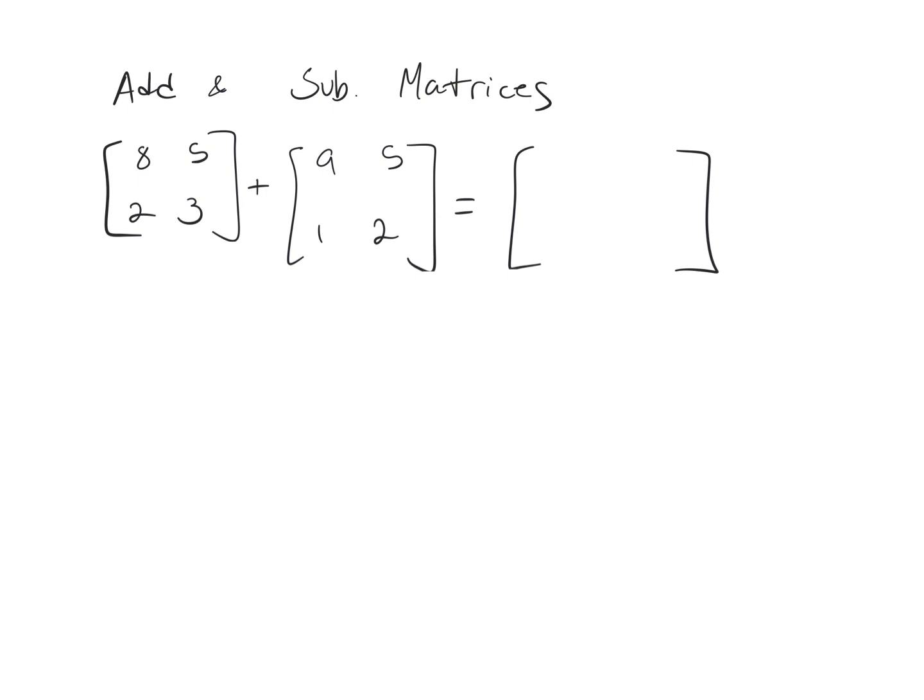We add them by the placement. So we would add the 8 and the 9, the 5 and the 3, the 2 and the 1, and the 3 and the 2. So we do them, I'm going to do it by color. So we would do the 8 plus the 9, that is 17. The 5 plus the 5, that is 10. The 2 and the 1, that is 3. And the 3 and the 2, that would be the 5.